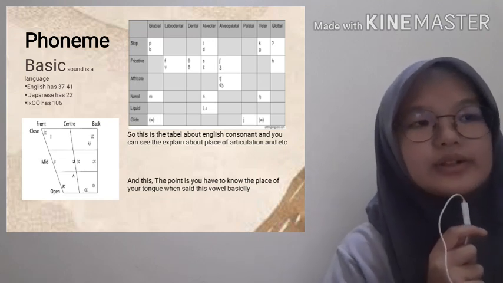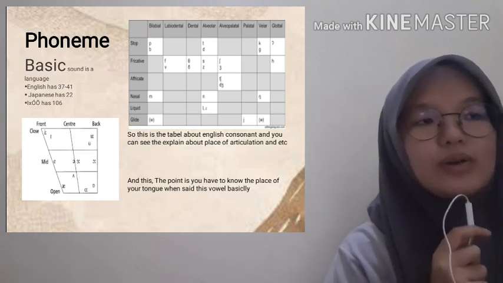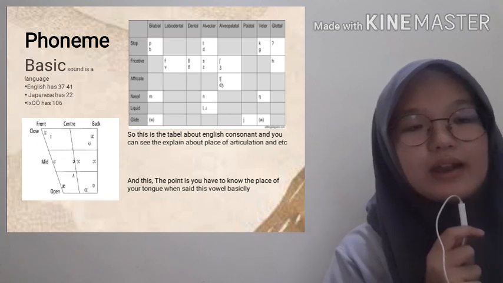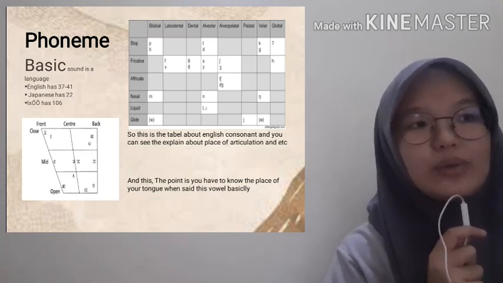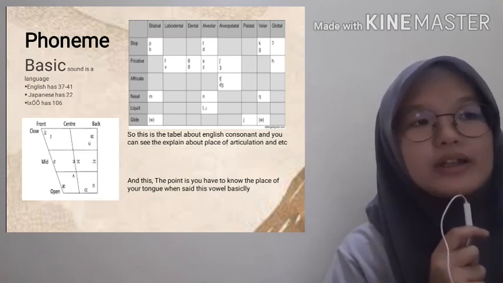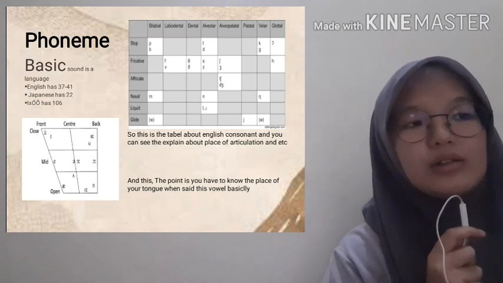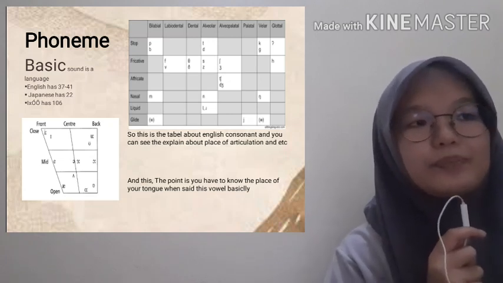So this is consonant and this is vowel. As you can see, this is the place of articulation, and the point is you have to know the tongue position when you say these vowels.